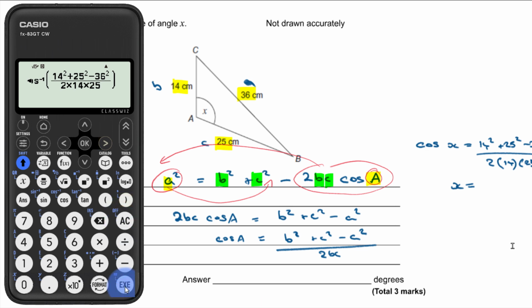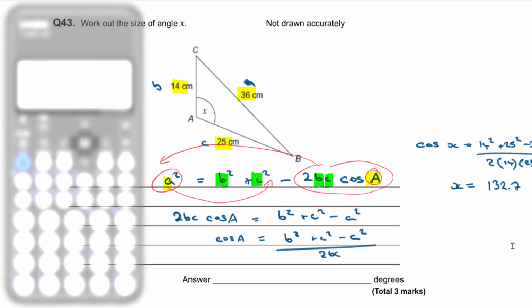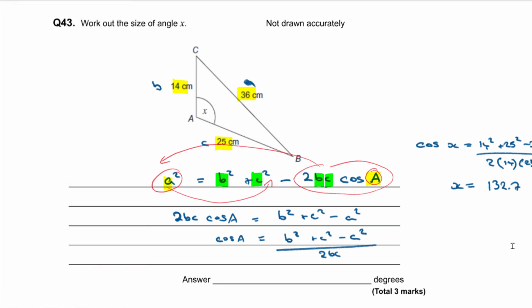Right, now press the go button. That comes out to be an angle of 132.7. Does that look right? Well, I've got an obtuse angle, and 132.7 is definitely obtuse. So, yeah, I'm feeling good about that. I'm feeling all right. 132.7 looks good. So let's write that one in.